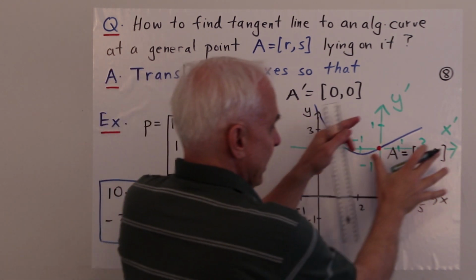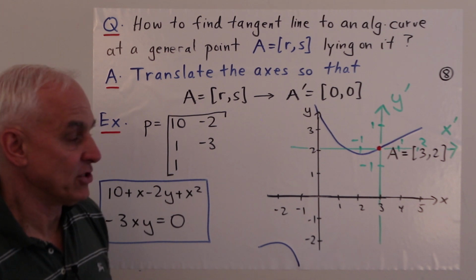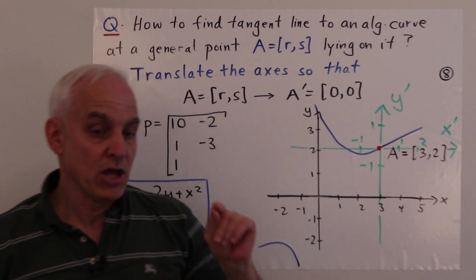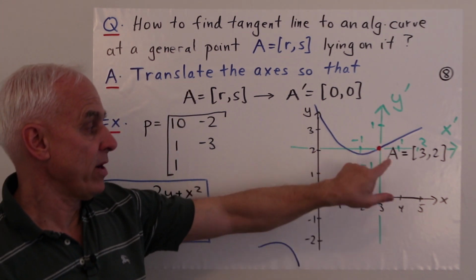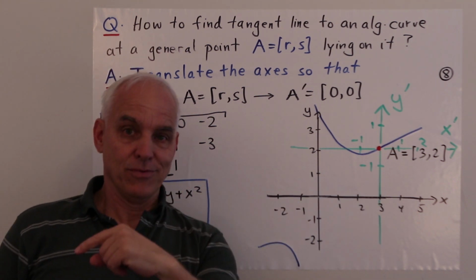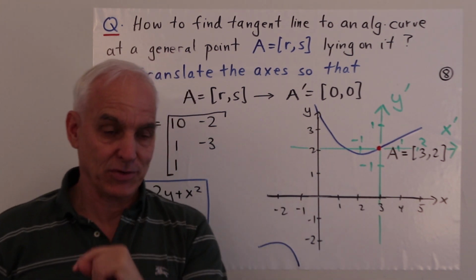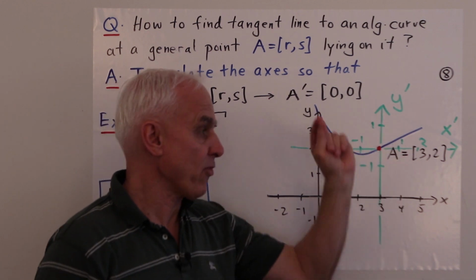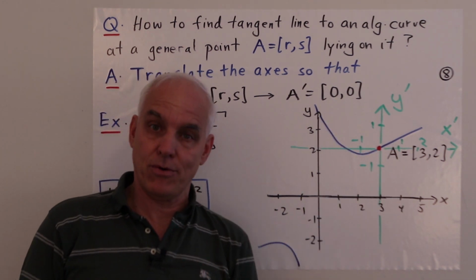So we just translate everything so we have these new axes, x prime and y prime, so that the origin is now exactly the point A equals 3, 2. What formerly was the point 3, 2 is now, in the x prime, y prime coordinates, the point 0, 0.